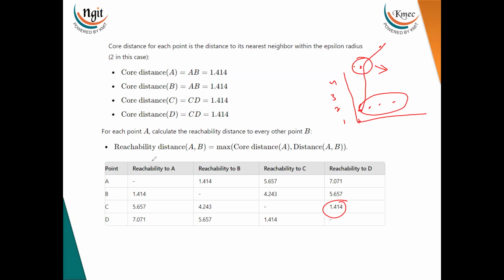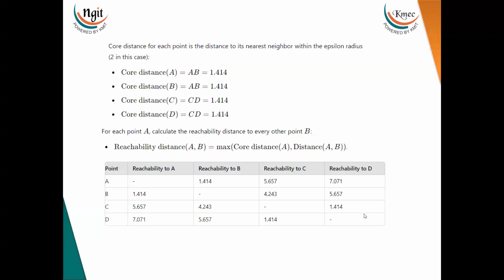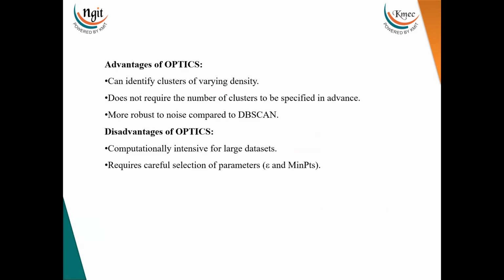Now let's understand one more density based algorithm, which is called DENCLUE. DENCLUE is also a density based algorithm. But before that, let's understand the advantages and disadvantages of OPTICS.